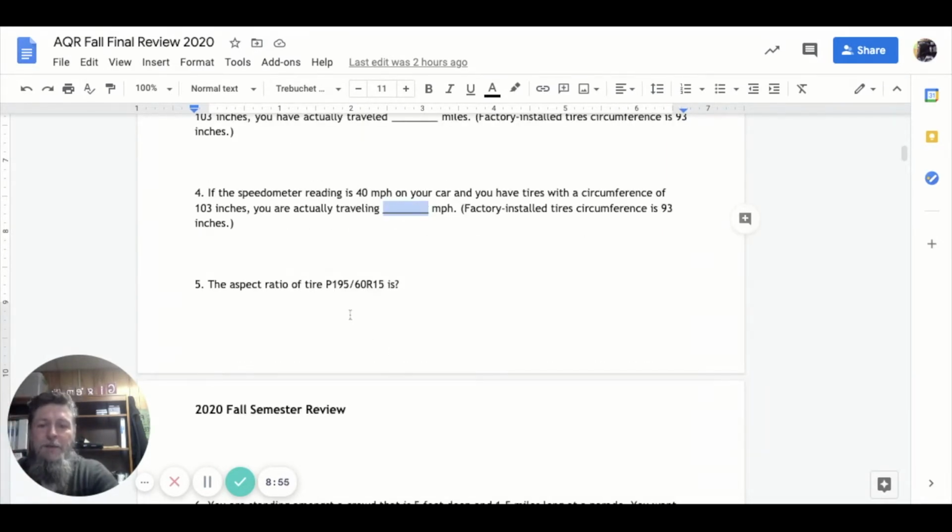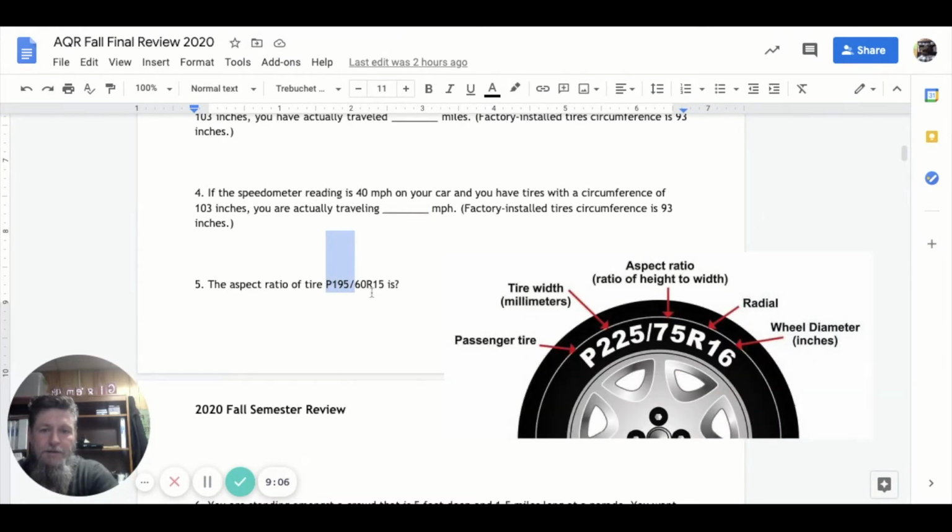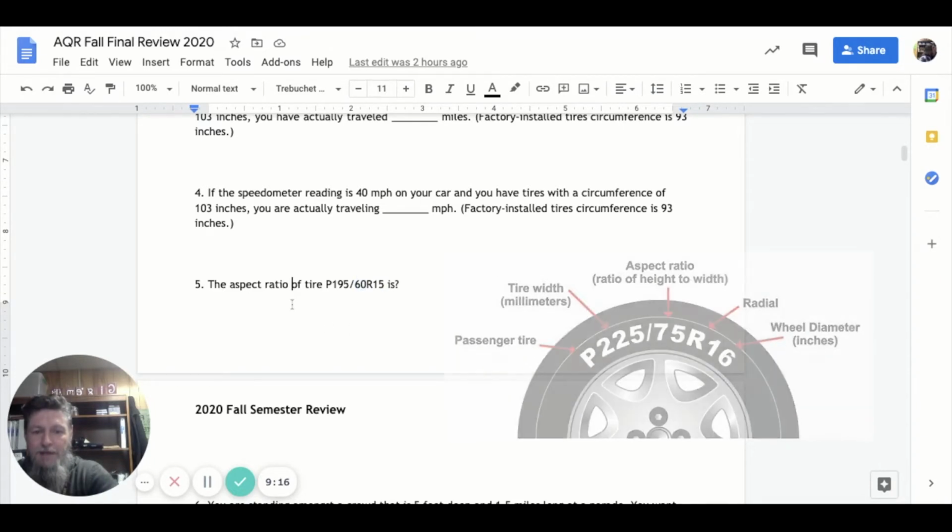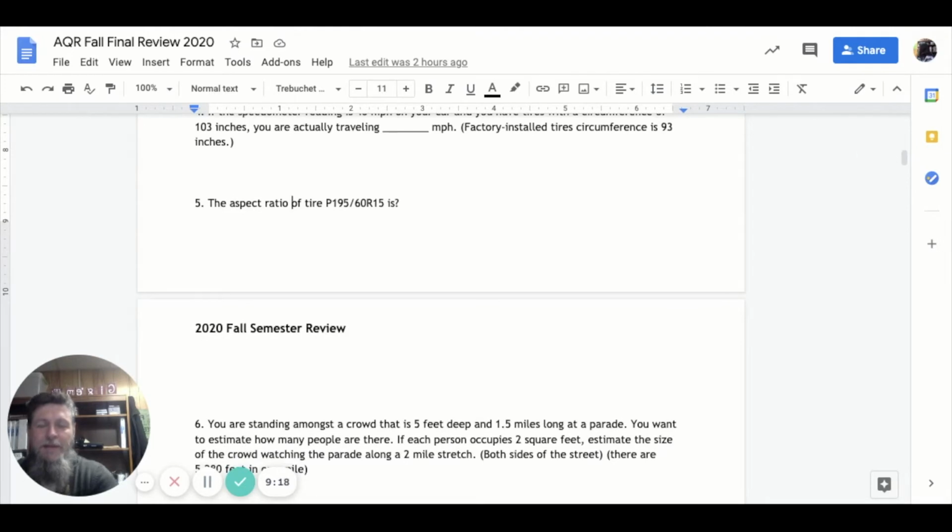What is the aspect ratio for the tire P195/60R15? So there's three parts of the tire. That is the width in millimeters. That is the height of the rim in inches. And this right here is 60. That is the aspect ratio. So the aspect ratio for that tire is 60%. That means that the height of the tire in millimeters is 60% of the width of the tire in millimeters.